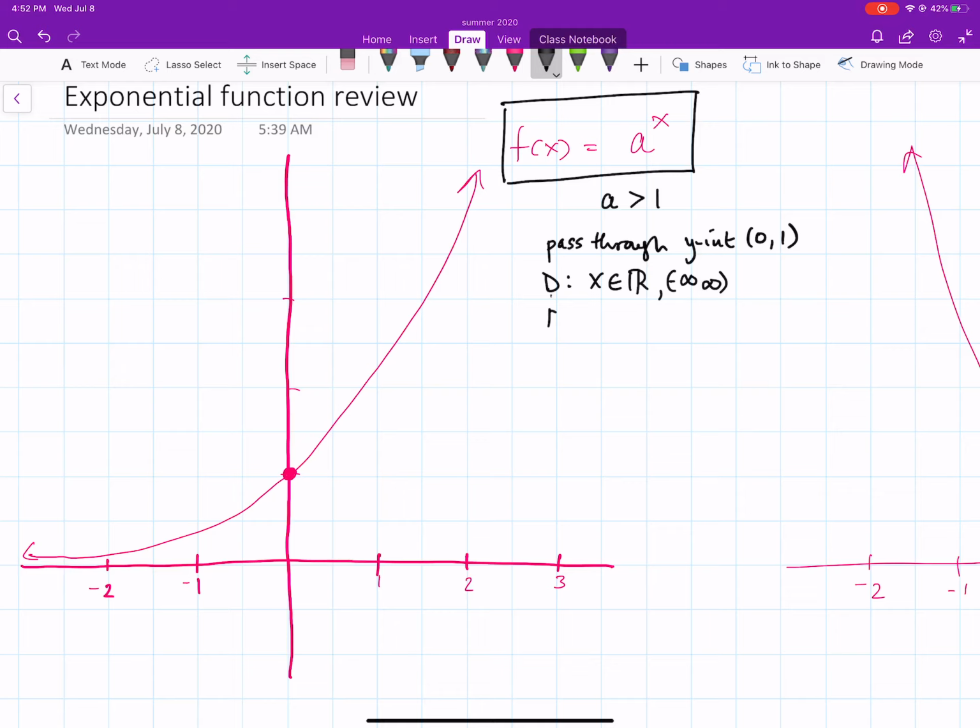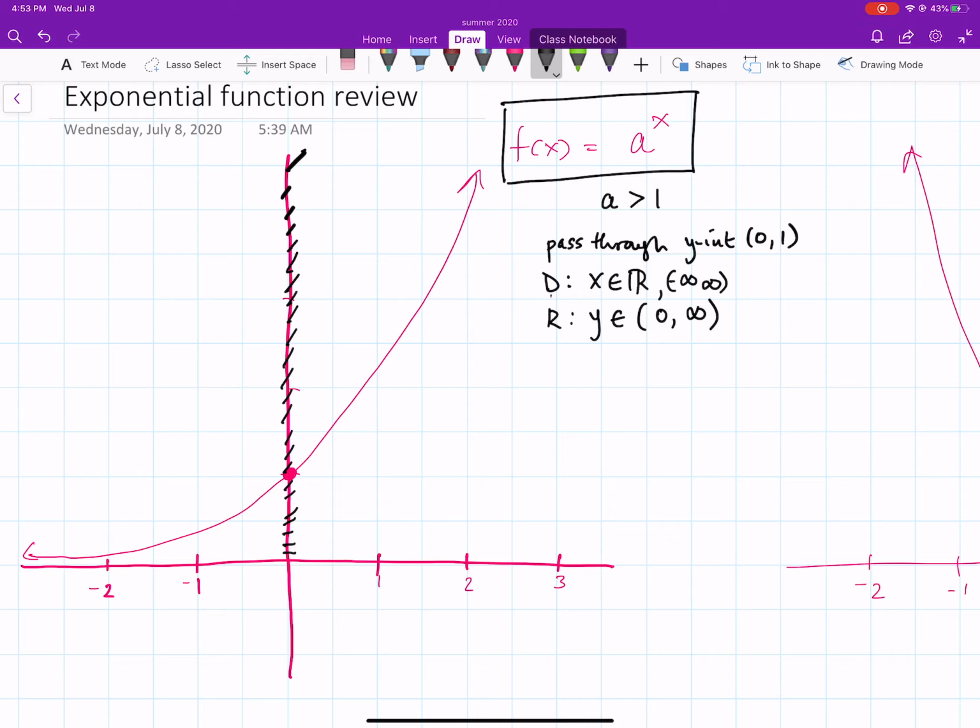And then when you think about the range, it represents all the possible y values of this graph. So if you think about the graph, you can see that the graph only lives above the x-axis. So all these are possible y values. So we're going to say that y belongs to, well, you can see that it's from 0 to positive infinity.